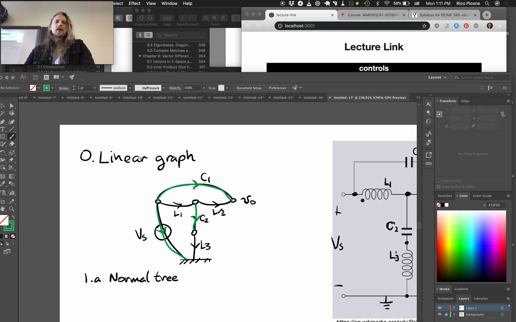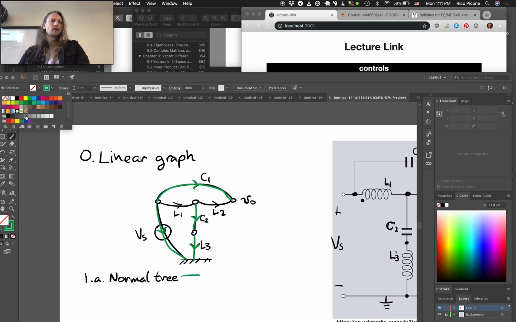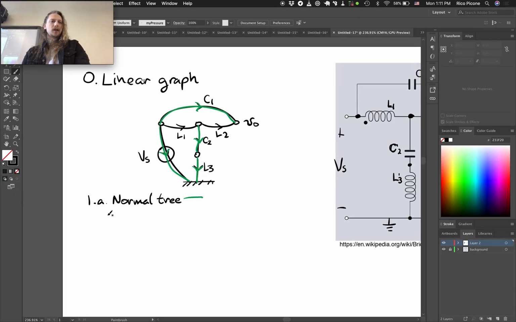We're not yet done, though, because we can take one of these inductors without creating a loop. We can choose it arbitrarily. I will choose L3 as being the one that'll be in the normal tree. Now if I select anything more, it's going to create a loop, and so I'm done with the normal tree. Great. So now I've got my normal tree.